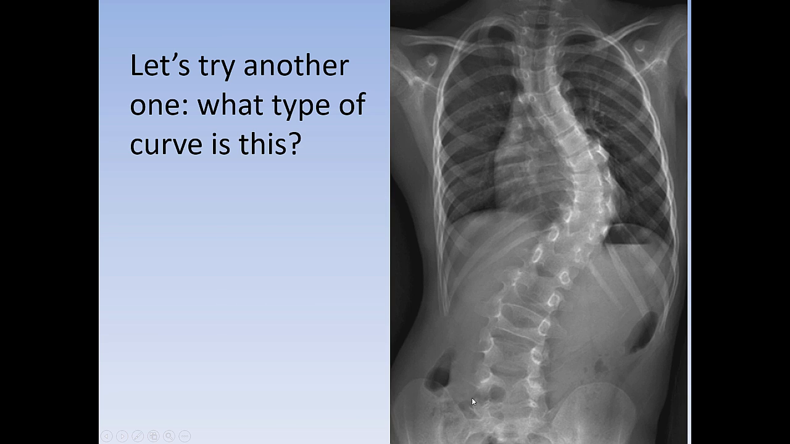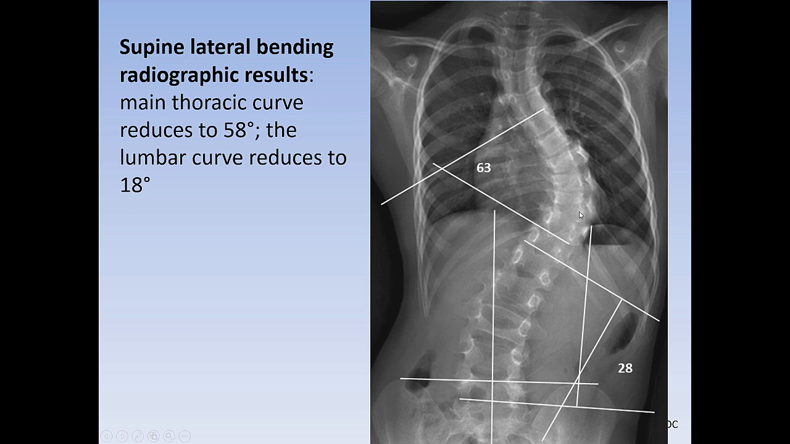Here's another one. Let's eyeball it. Okay, that's not a very big lumbar curve there. Much bigger main thoracic curve. I see maybe a tiny proximal thoracic curve, but I'm not sure enough to even draw lines on it, I would say. Let's draw some lines though. Okay, so this one comes out to 28 degrees, 63 degrees. So the test question would say, supine lateral bending images show that the main thoracic curve reduces to 58.